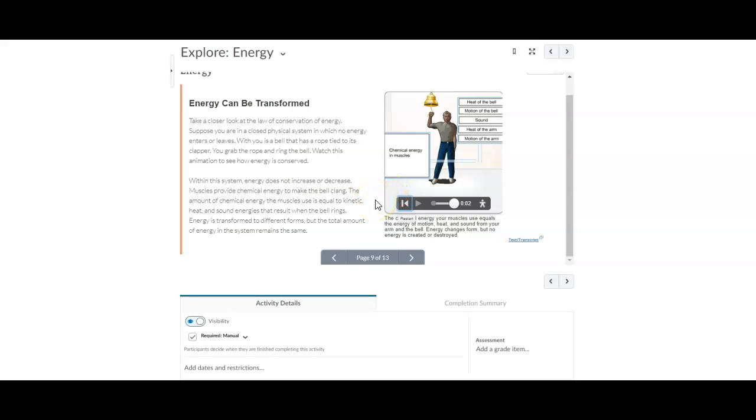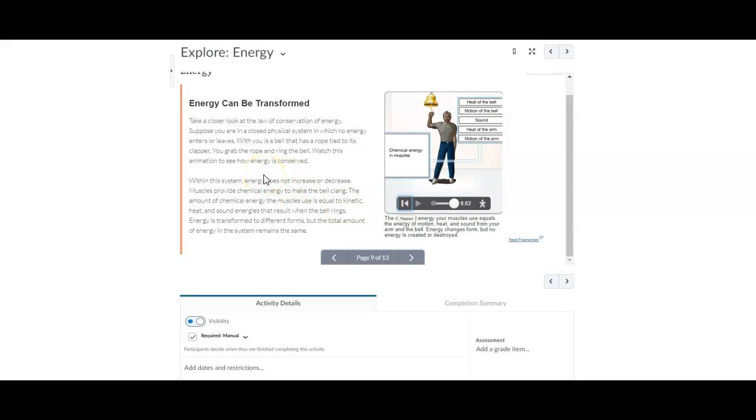All right, so within this system, energy does not increase or decrease. Muscles provide chemical energy to make the bell clang. The amount of chemical energy in the muscles is used to make the kinetic, heat, and sound energies that result when the bell rings. Energy is transformed to different forms, but the total amount of energy in the system remains the same. All right, so it's saying all of those things can transform, but you have not added any energy into this system.